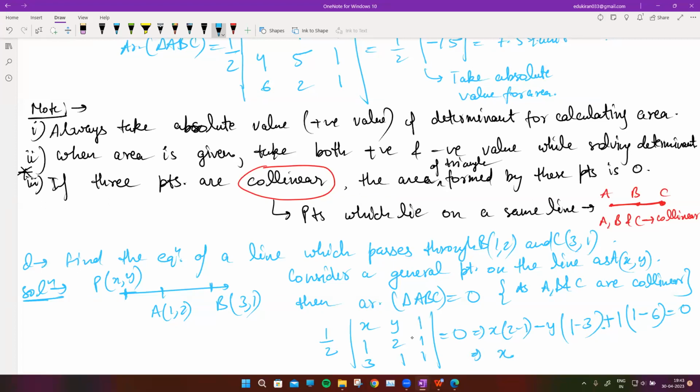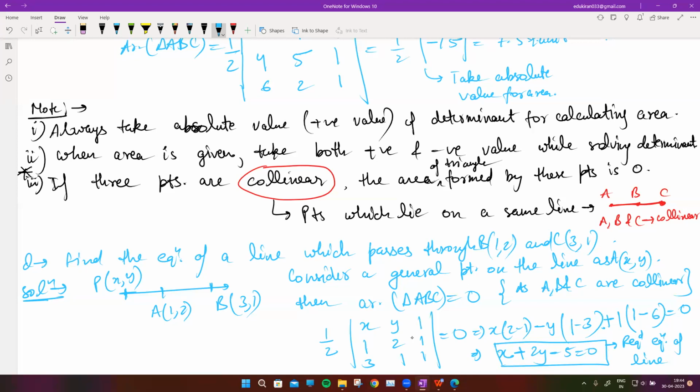So 1 into x is x. This will be minus 2, so this will become plus 2y. And this will be minus 5 equals 0. This is the required equation of the line, which is passing through point B (1, 2) and point C (3, 1).